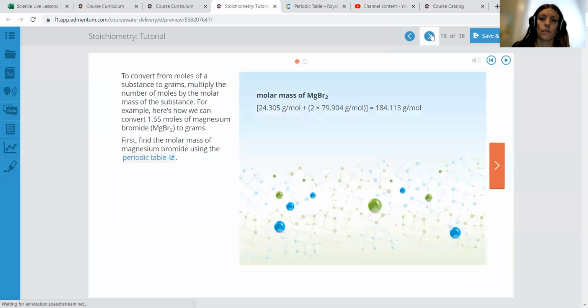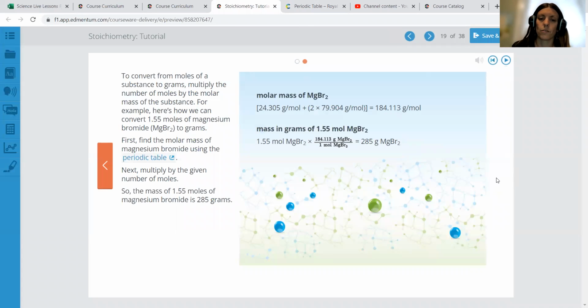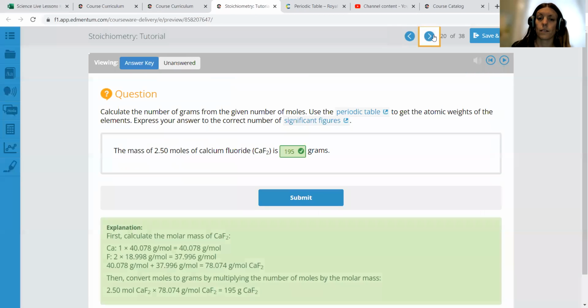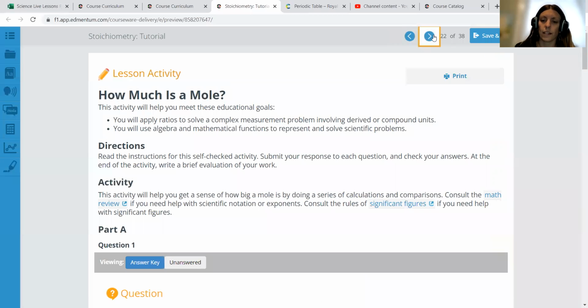Okay, let's go to our next part. Again, we're talking with the periodic table again. I highly recommend you save this periodic table after you go through the tutorial. Again, we'll skip this. It's just showing you some basic conversions and how to find the molar mass of other elements, other compounds, stuff like this.